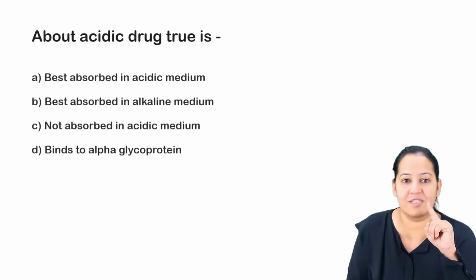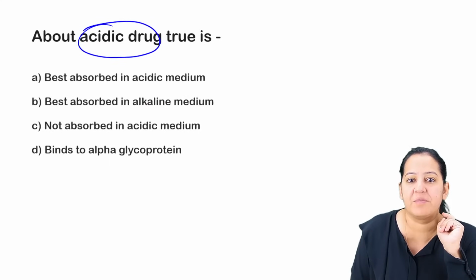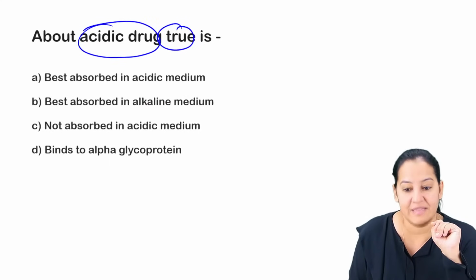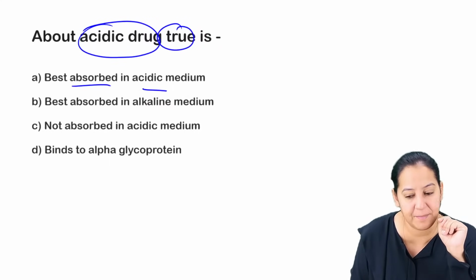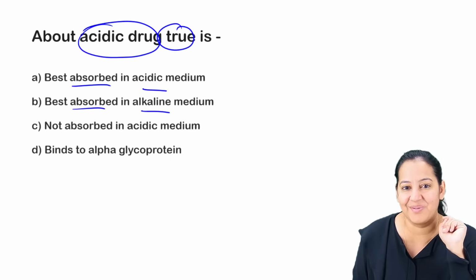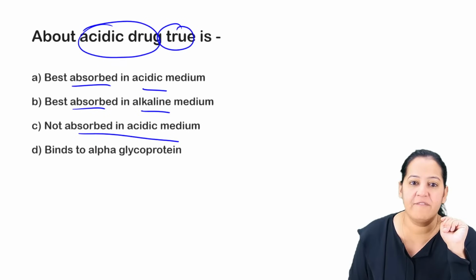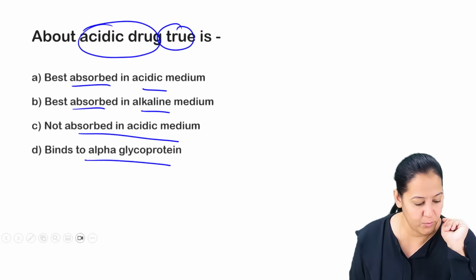Read one more question on this concept. Which of the following is true about acidic drug? Tell me a true statement about an acidic drug. The acidic drug is best absorbed in acidic medium. Say yes or no. Or it is best absorbed in alkaline medium. Say yes or no. From these, one will be correct. It is not absorbed in acidic medium. Or it will bind to alpha-1 glycoprotein. What is the correct answer?